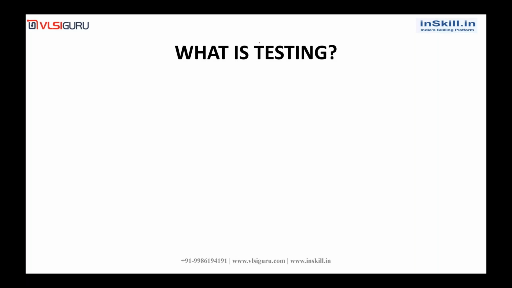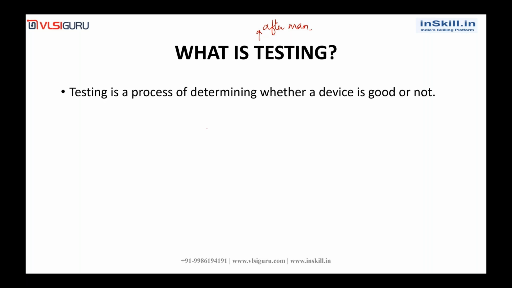So this testing is actually done after manufacturing. In the process after manufacturing, we have seen a process called packaging and testing, right? So this testing is done there. So what is this testing? Testing is a process of determining whether a device is good or not. In our case, it is a process of determining whether our chip is good or not, whether our chip has any manufacturing defects or not. That is testing.